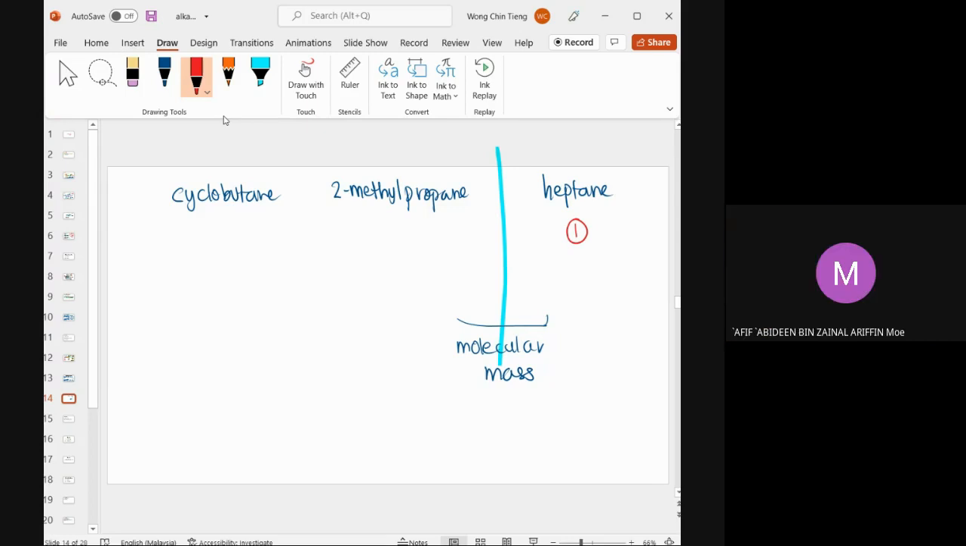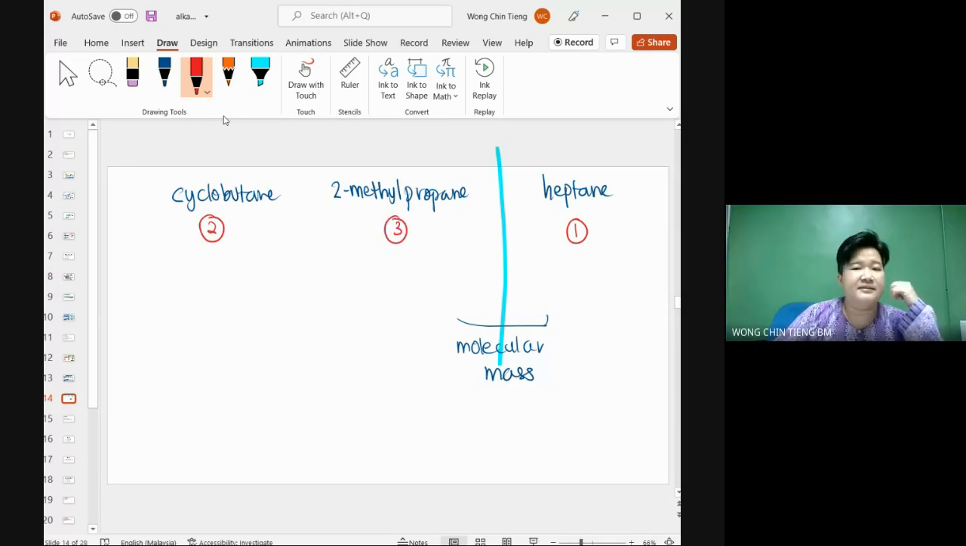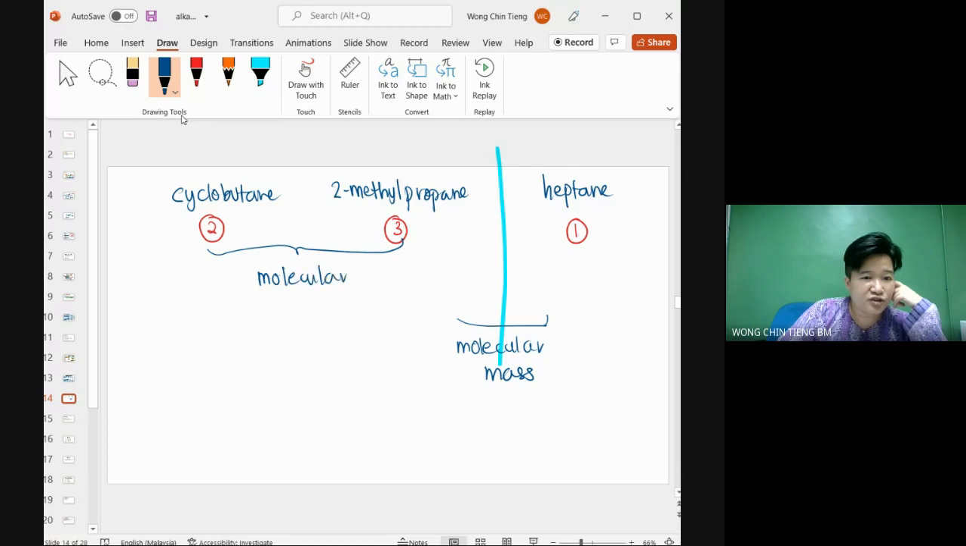Cyclobutane. Followed by? Kita follow by cyclobutane. And betul? Do you realize another thing? Antara dua ni kita akan bincang apa? Molecular shape. Nampak?